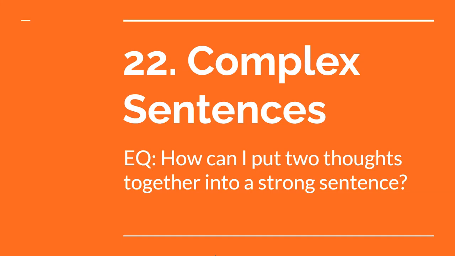Today we're going to be talking about complex sentences. Complex sentences are a really good tool that we can use to make our writing stronger and to give ourselves different styles of sentences in our writing. And they do a really good job of combining a couple of different ideas into one really good statement. Our essential question for today is how can I put two thoughts together into a strong sentence? Let's get started.